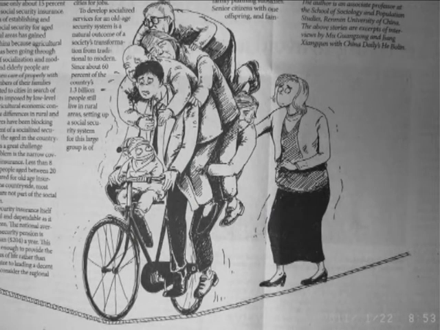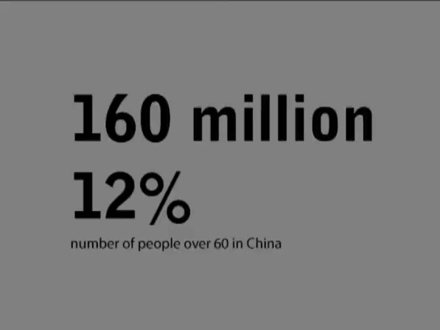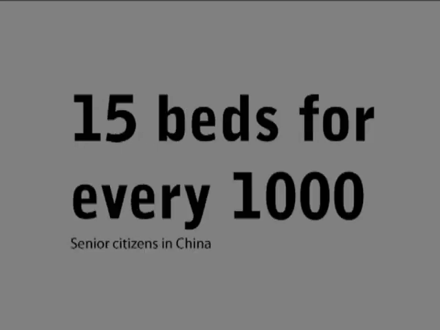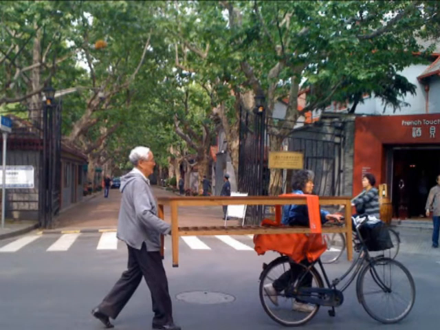The biggest issue in China now, apart from climate change, is the aging problem. One child is going to support 6 adults in the coming 30 years. 12% of people in China are over 60 now. The number is massive, but the resources are not enough. There are only 15 beds for every 1,000 older people. But they are creative. That's what I've been working on.